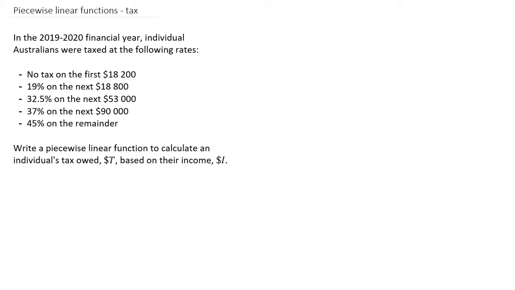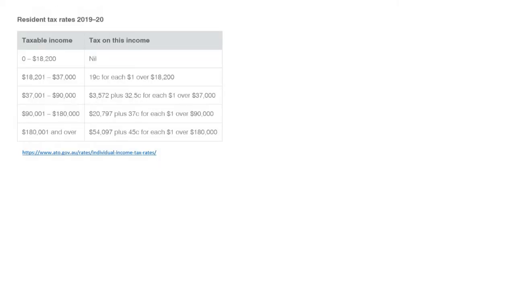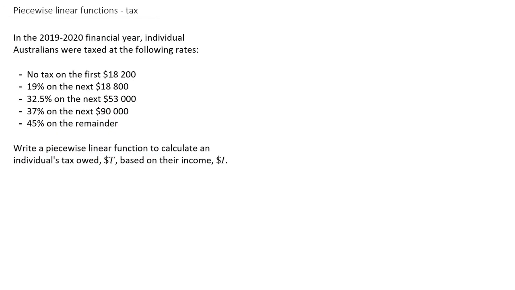Now, these values were taken from the following table, but I've transcribed it into this information so we can look at how we would translate this into a piecewise function. So here are the tax rates for 2019 to 2020. That's where I got this information from. Okay, so we have 5 parts to this piecewise function. It's a function for tax in terms of income, and there are going to be 5 different components.